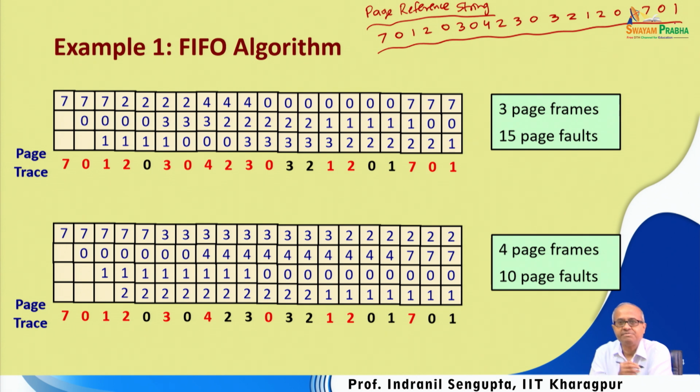There are two diagrams I am showing here. First, let us look at the one at the top. The page reference string, or the page trace, is shown at the bottom. These are the page numbers 7, 0, 1, 2, as you can see, 0, 3, 0, 4. This is the axis of time.